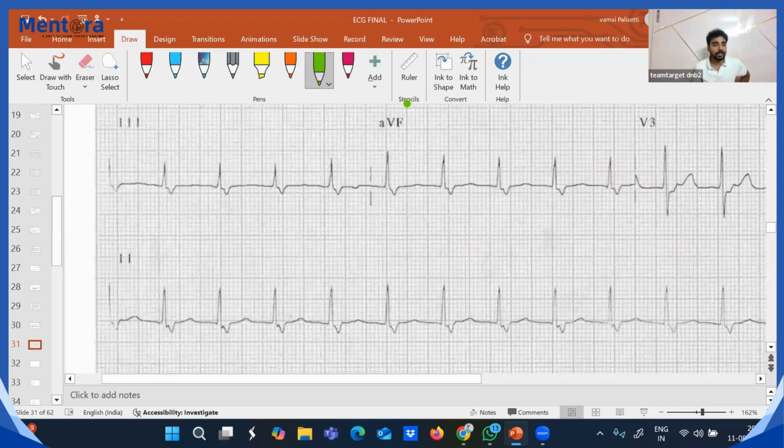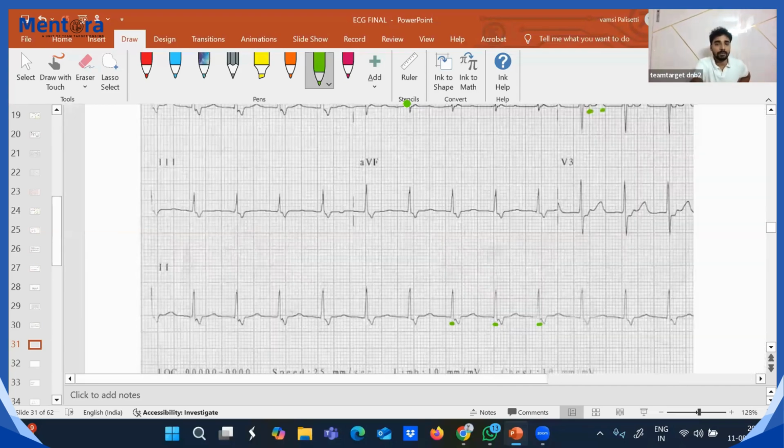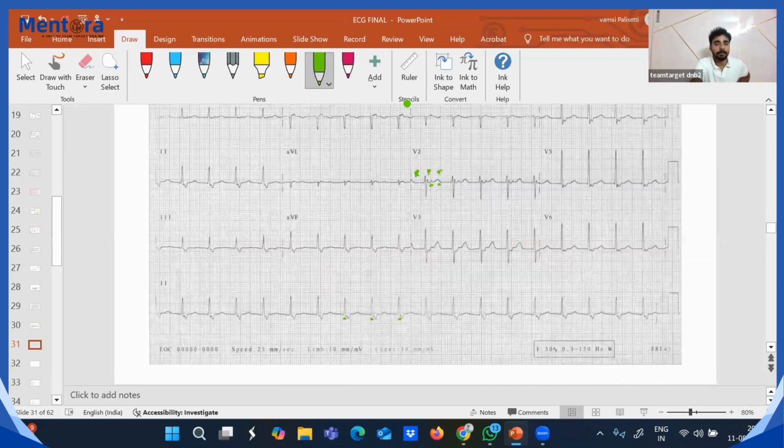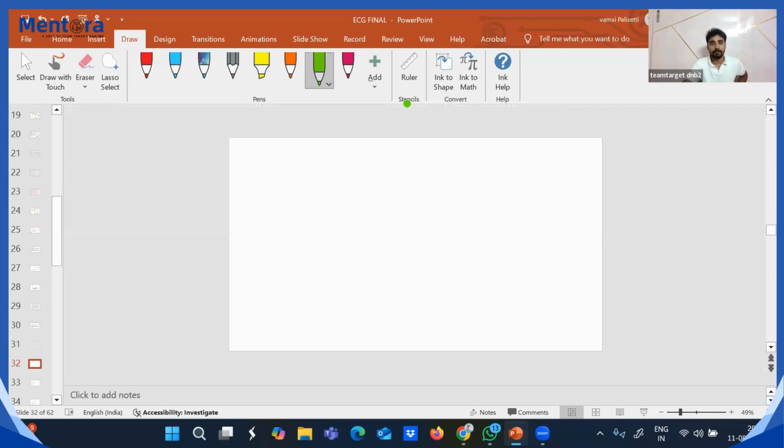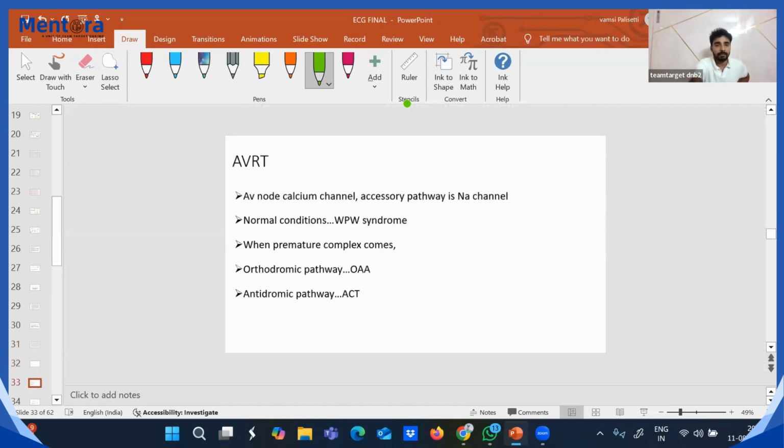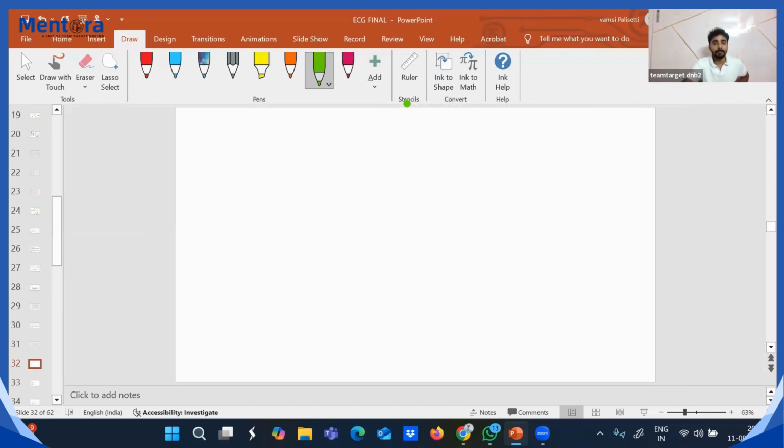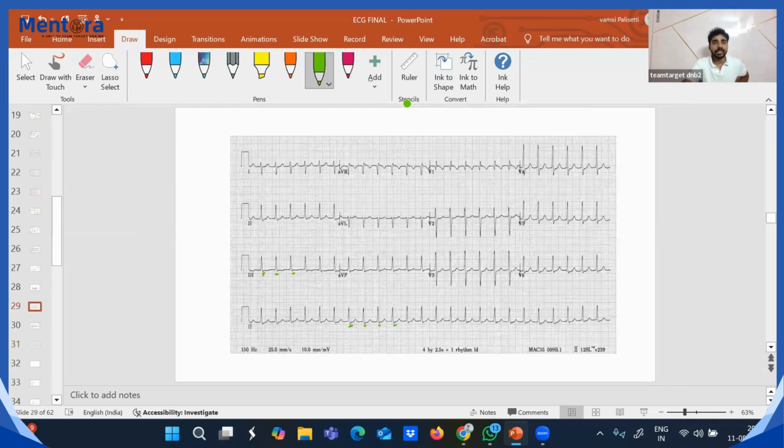This is your QRS complex. This is a small s and again this T. The small deflection will be seen between the QRS and the T wave. This is a small deflection again here. A small deflection will be seen between the QRS and the T wave. Clear? So no need to worry.